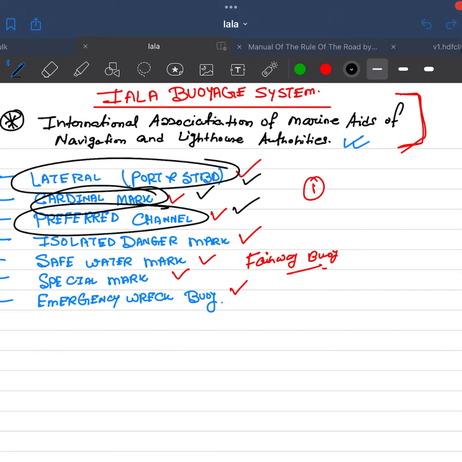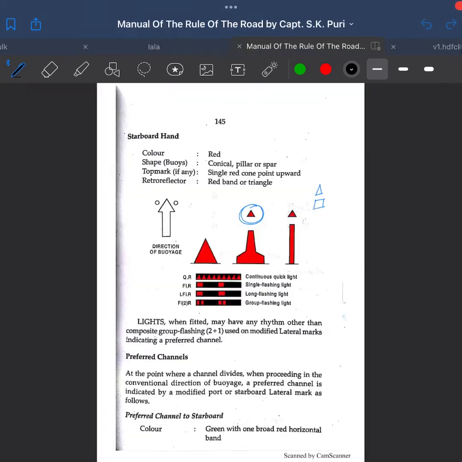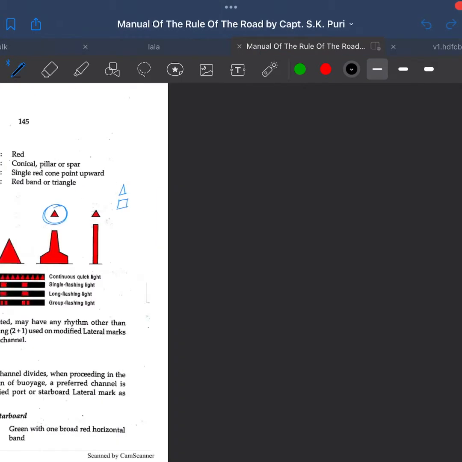Today is the last video regarding the IALA buoyage system. Hopefully I'll try to finish up these four things. The video might get a little long, but let's finish it up today. Okay, so now, what is an isolated danger mark? We'll study that first.